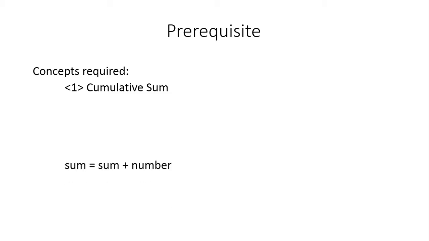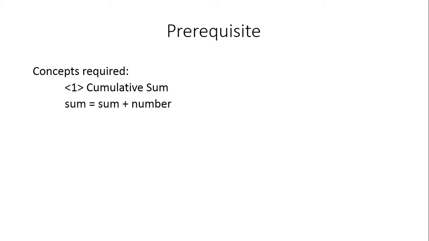Before we go to solve the problem, we need some prerequisites, some concepts required at this level. The first is the cumulative sum. If you are not familiar with it, you do it frequently, for example, when you say i = i + 1, or i++. This is basically a cumulative sum. We keep on updating a variable. I have an example: sum = sum + number.